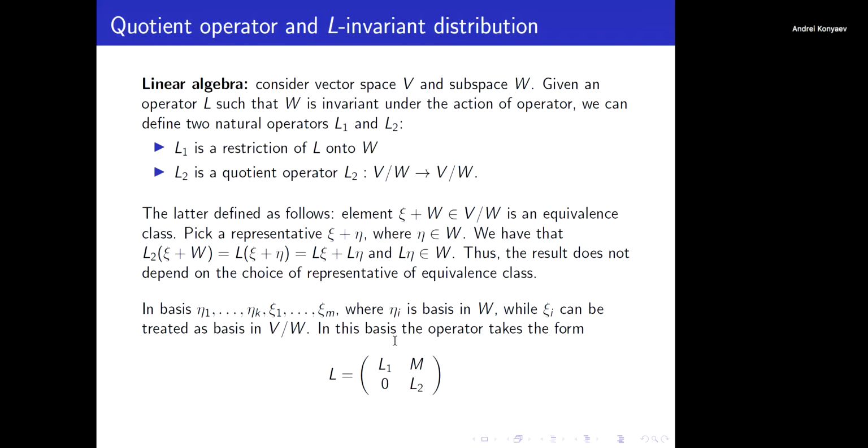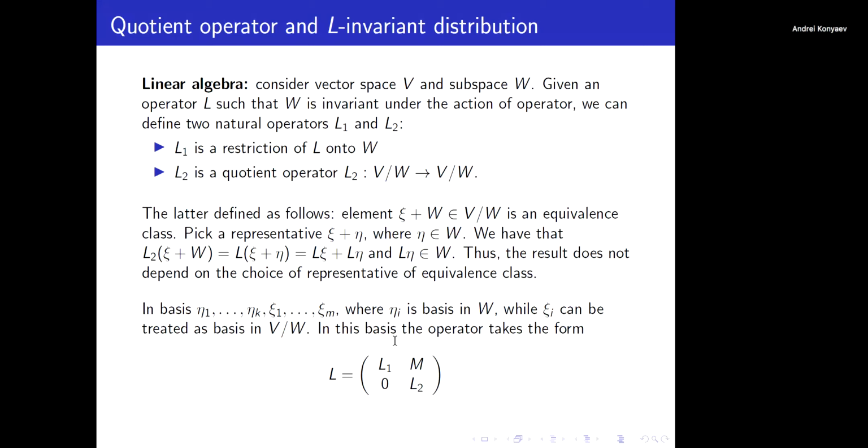Okay, so we start with the linear algebra. Imagine we have a vector space, the simplest thing, and we have a subspace, right? And we have a linear operator which respects the subspace. It means that if you apply L to W, it will send W into W. So we have two natural operators. One is called restriction, right? Because W is an invariant space, we can take a vector from W, and L applied to it will be in the same space. So it's a simple restriction.